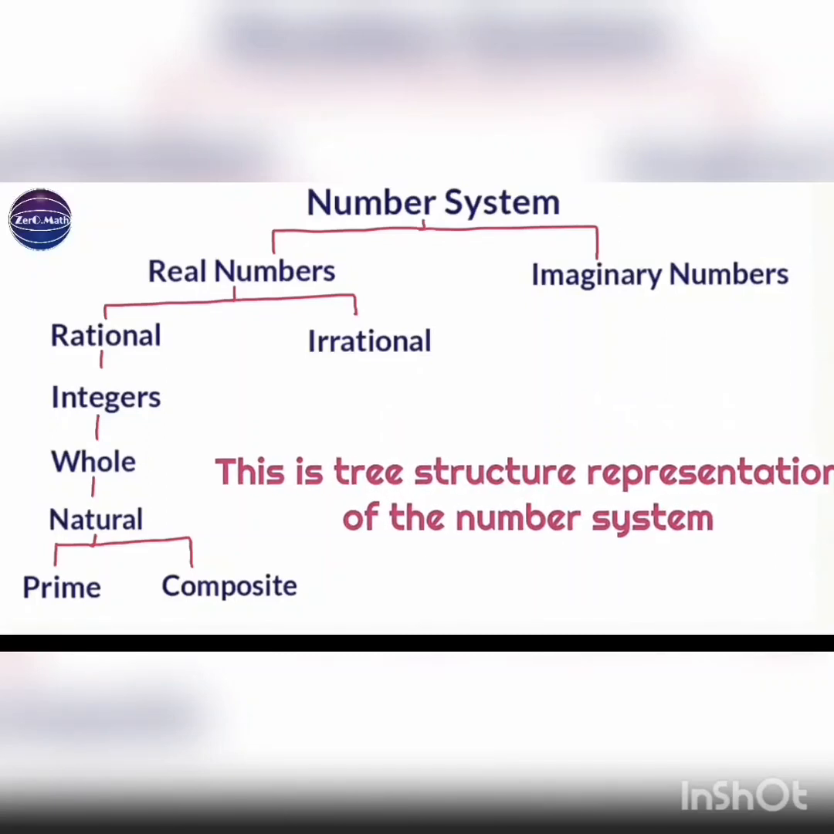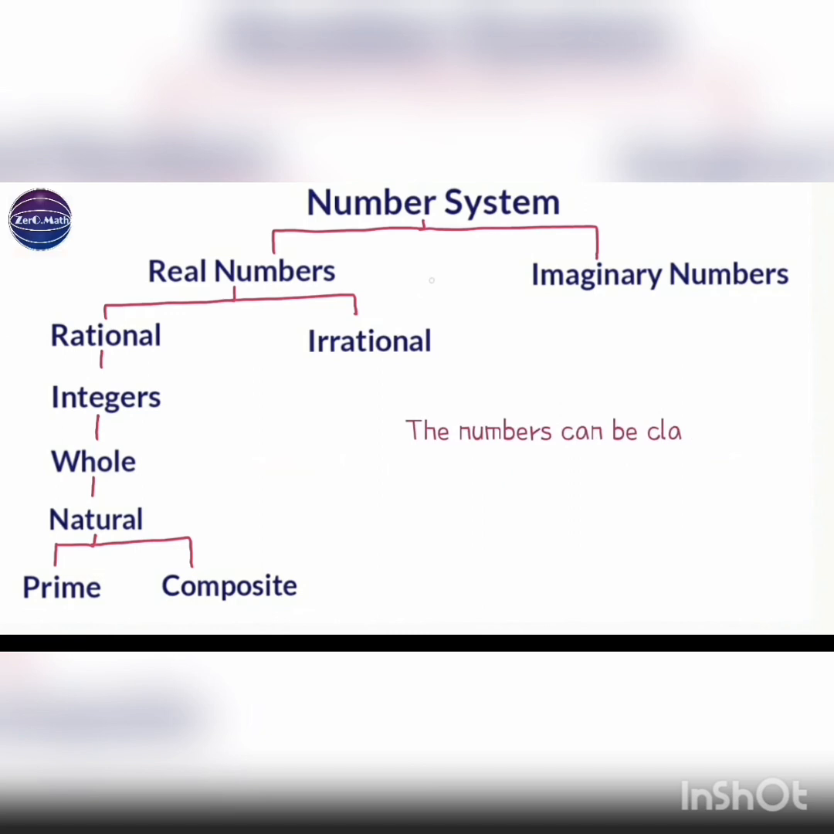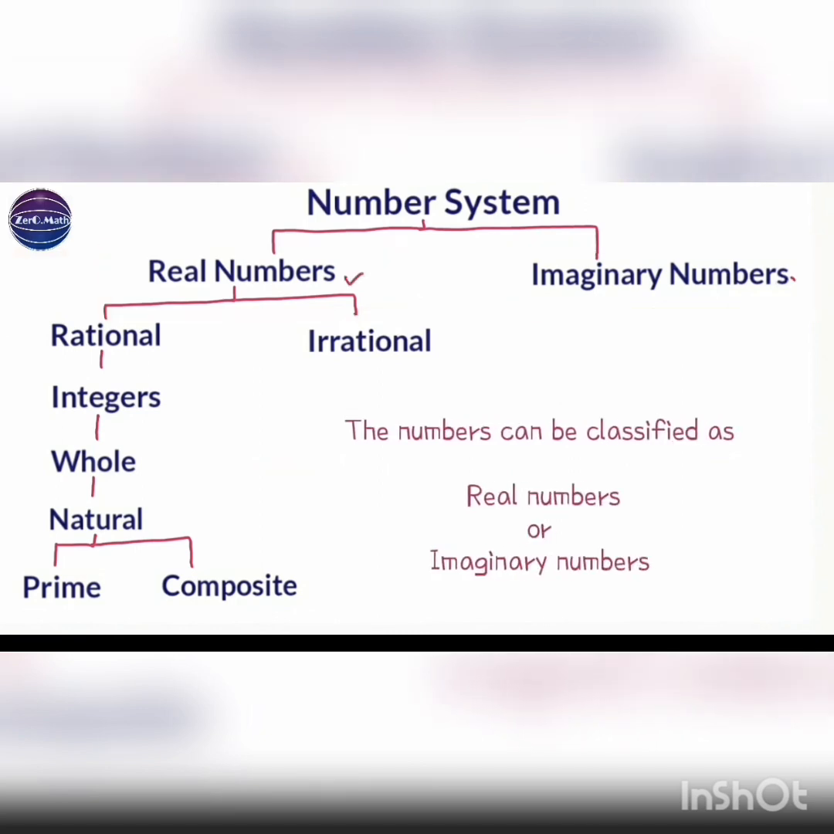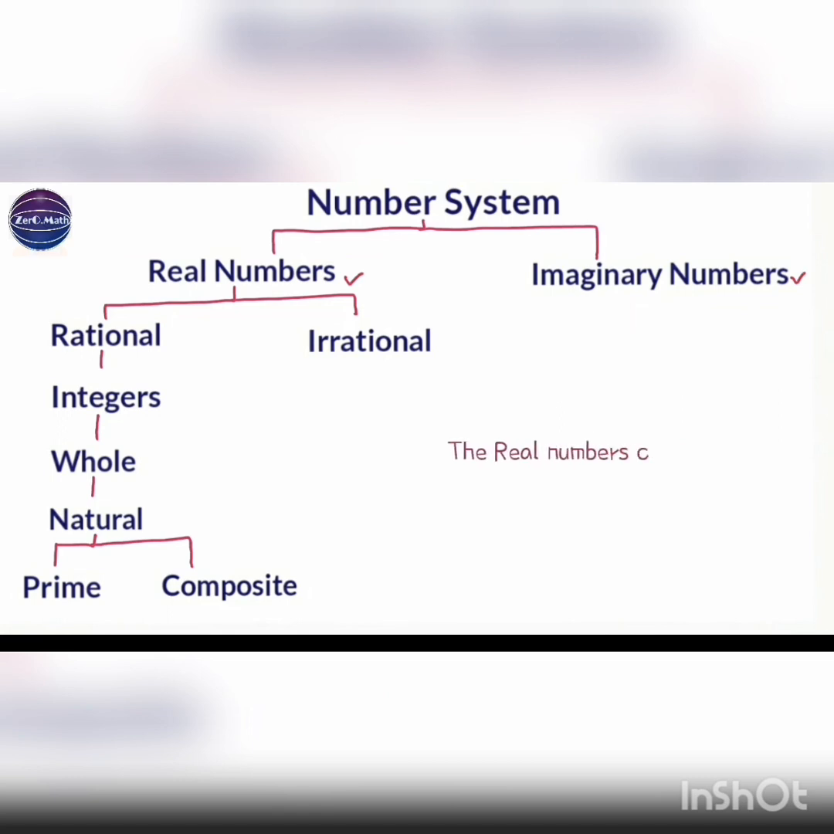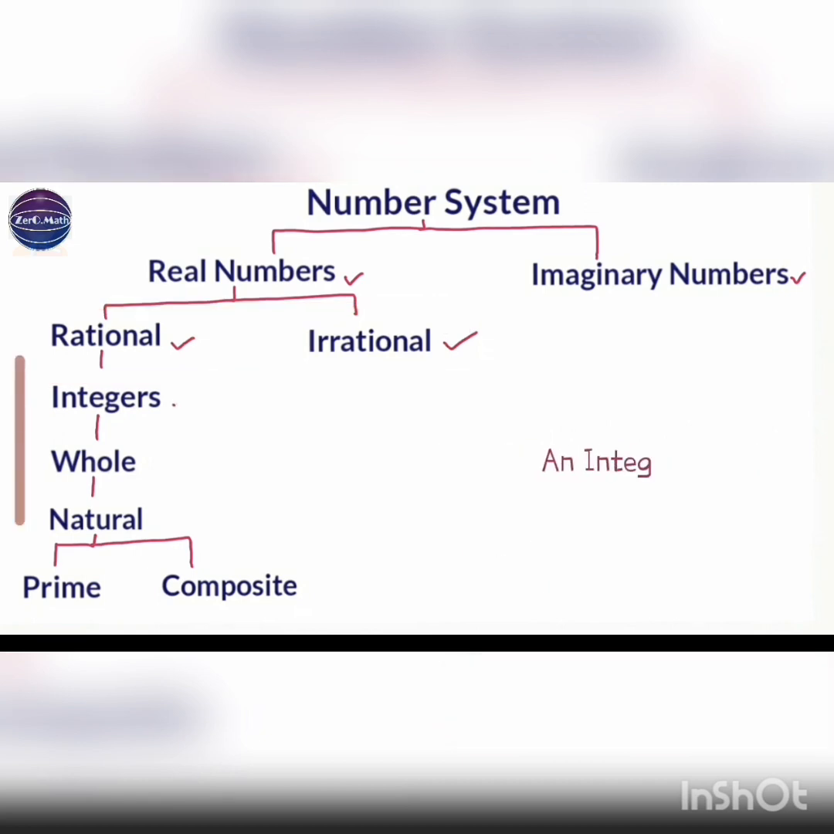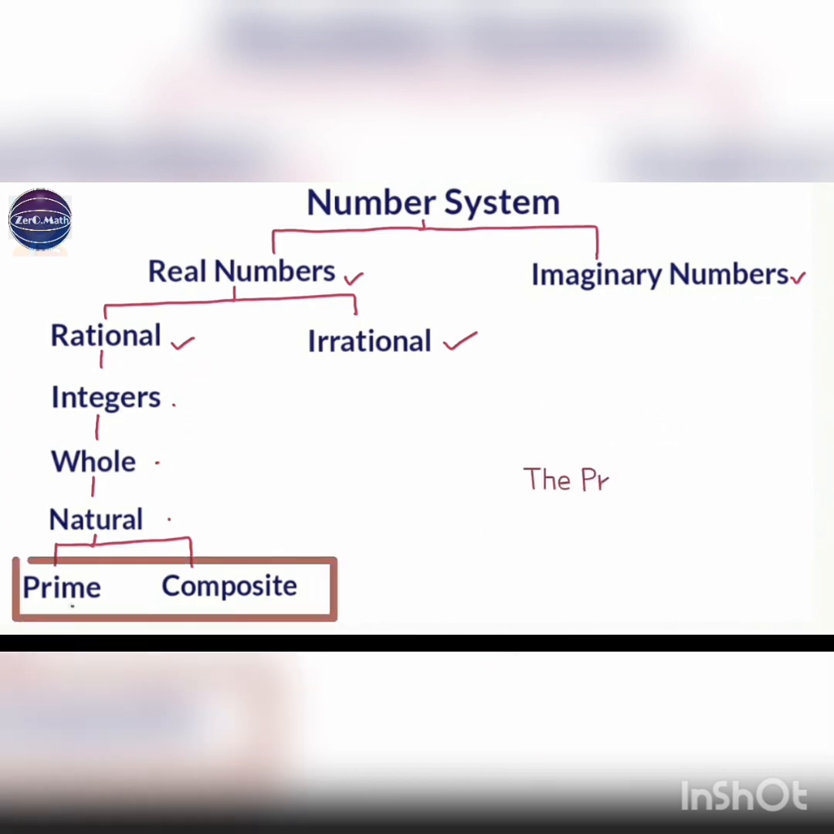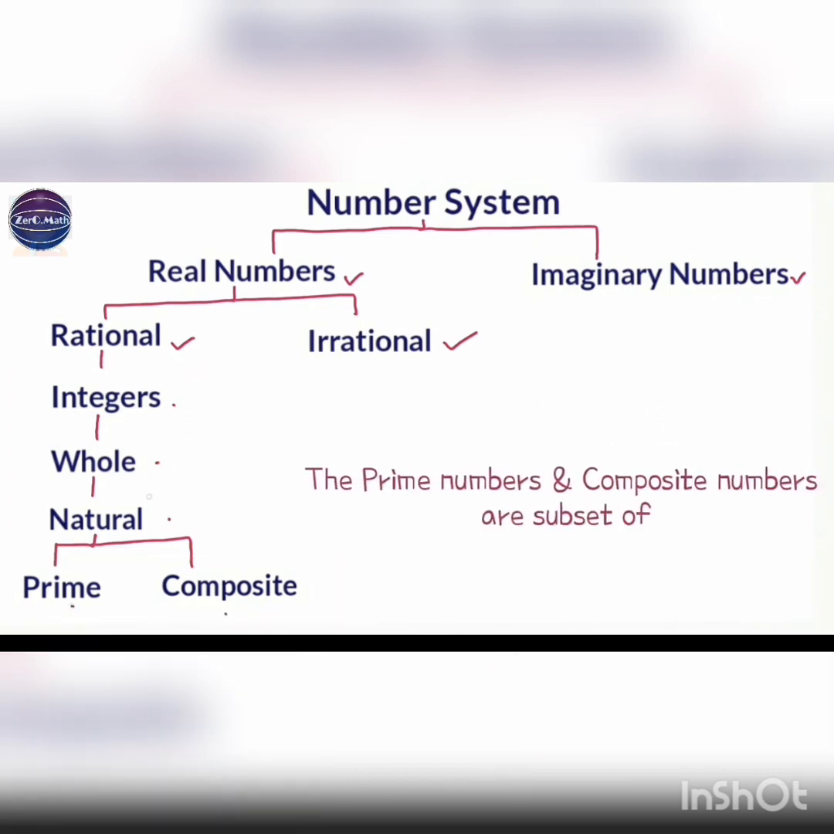Have a look at this tree structure representation of the number system. All the numbers can be classified as real numbers or imaginary numbers. The real number can be further subclassified as rational number or irrational number. The integers, whole numbers and natural numbers are the subset of rational numbers, and prime numbers and composite numbers are the subset of natural numbers.